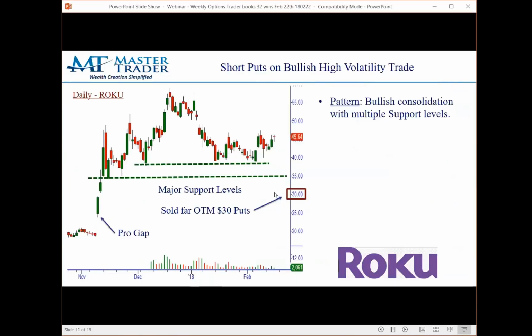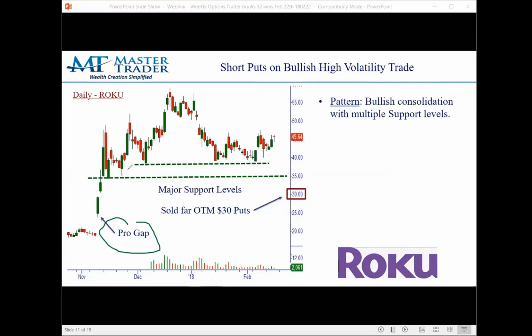Roku, I told you I was giving you current stuff here. This just reported earnings this morning, but we knew that. This pro gap is the prior earnings. So then pro gap, now we have a multi-month consolidation. You can see my support areas here, bigger one down here.